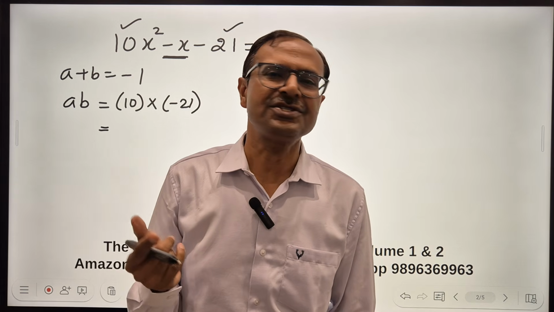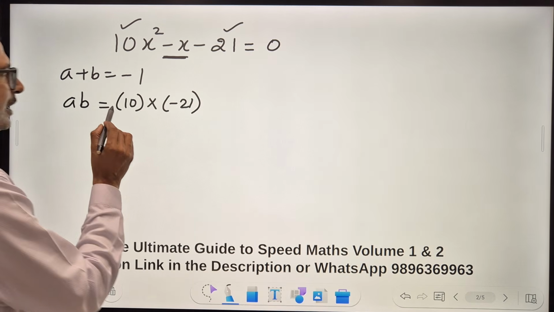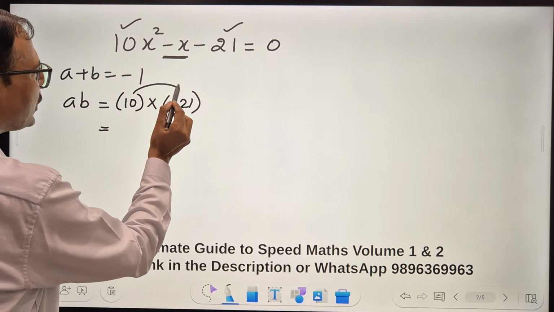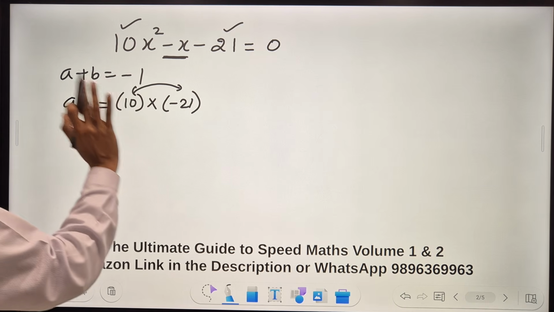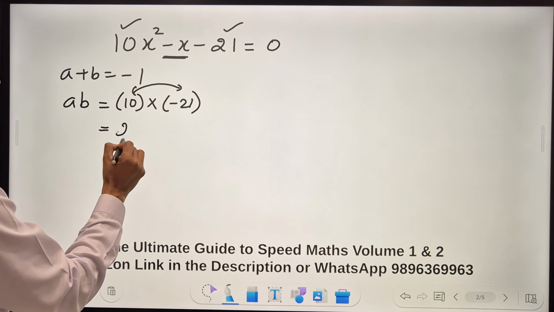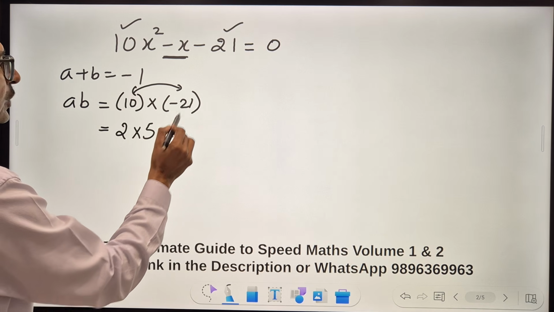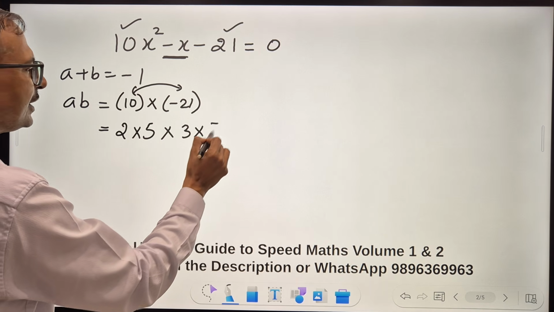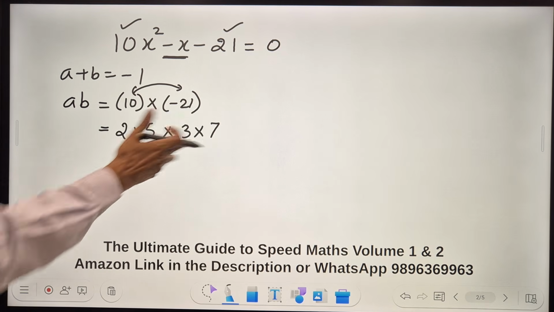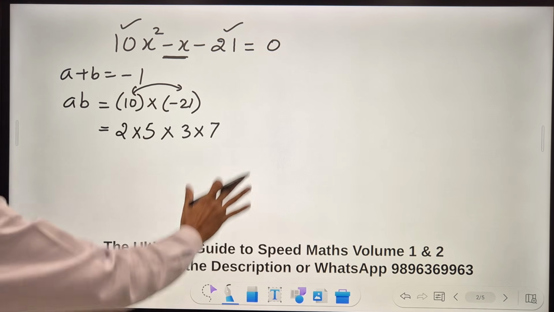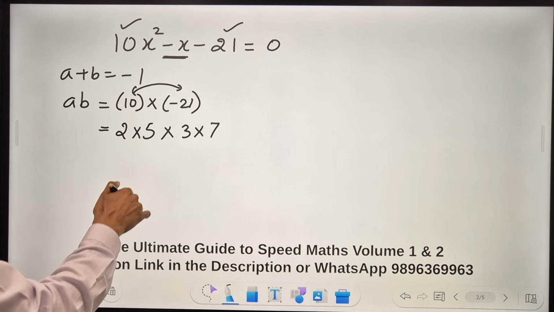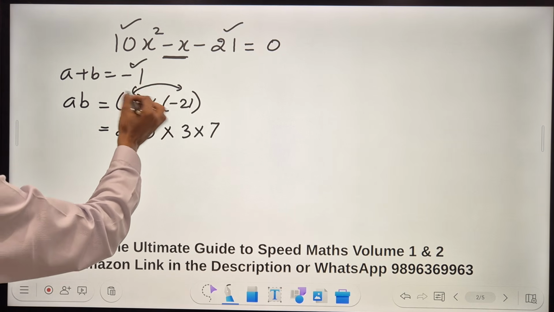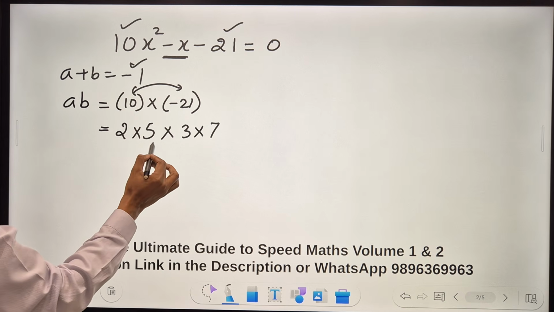What do you do in such a case? Rather than multiplying 10 and 21, just split 10 and 21 into their smaller factors. Like 10 is 2 times 5 and 21 is 3 times 7. And that's all I can do, right? No more splitting is possible. Now I am going to try and recombine them into two numbers such that their sum or difference is 1. So look at this, very easy.